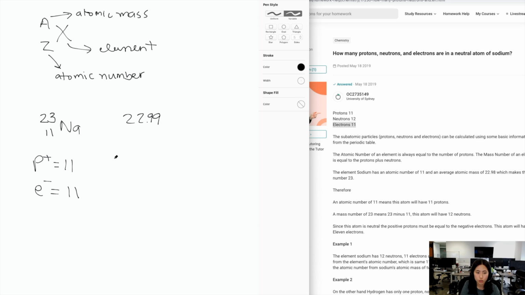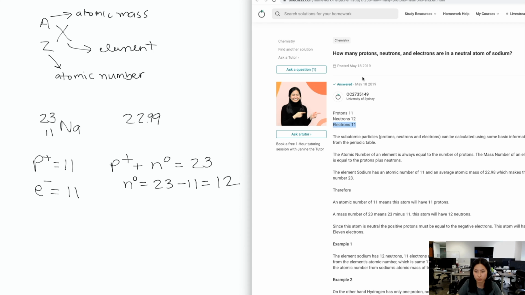So for your neutrons, remember your atomic mass is basically a sum of the number of protons plus the number of neutrons, and that's equal to 23, right? So that means 23 minus 11 is equal to the number of neutrons, and that's going to be 12. So the number of neutrons is 12, and this is correct. So what they presented here on homework help is actually correct. Okay, so hopefully that was clear. This is nothing to stress about.